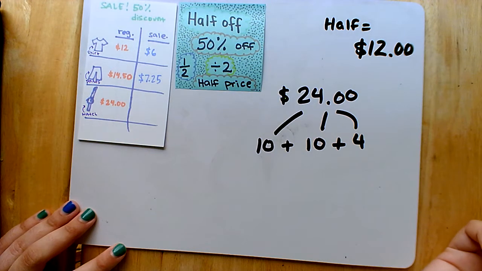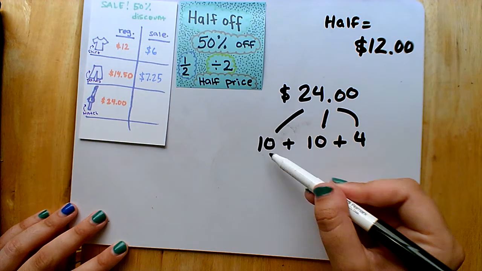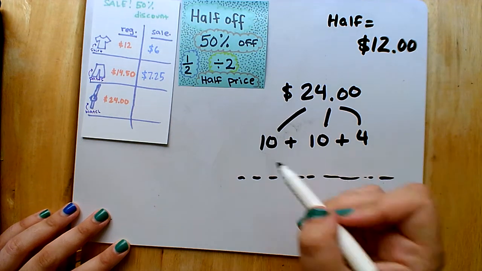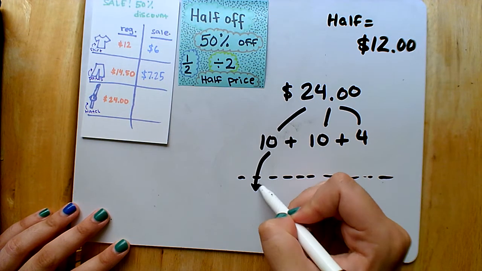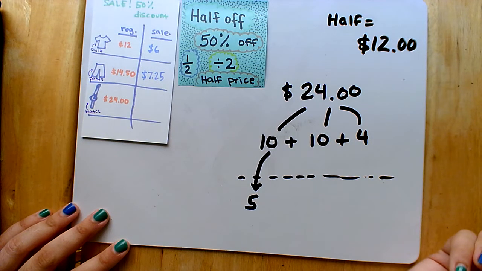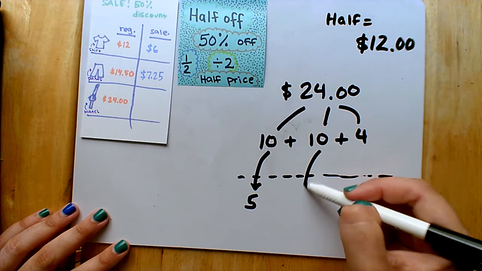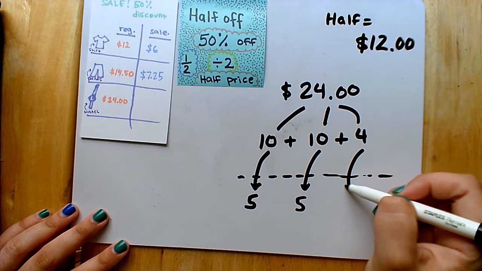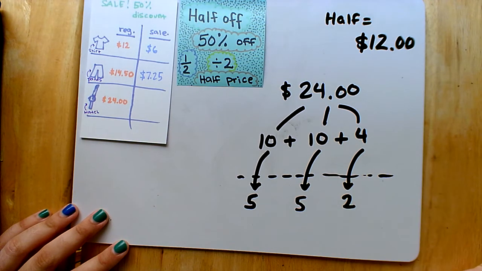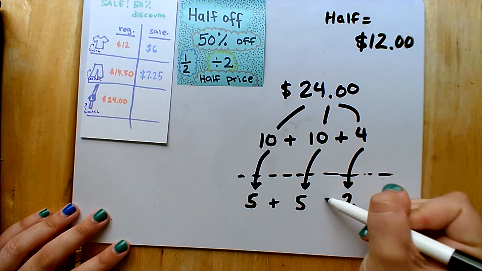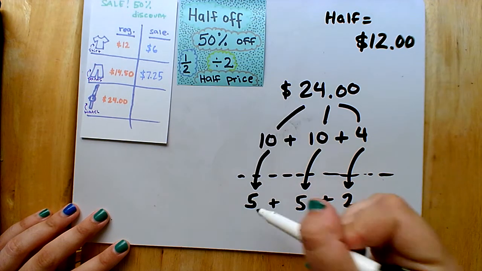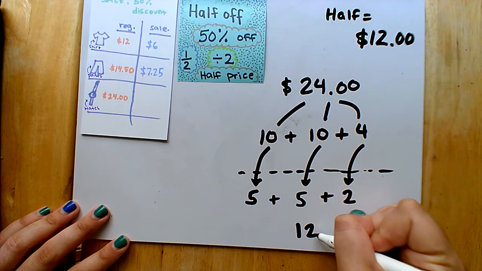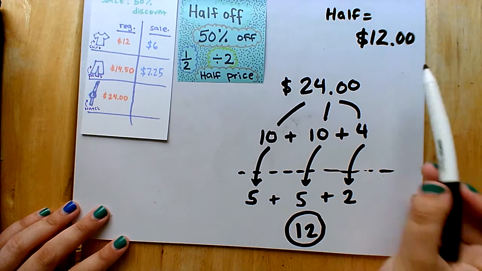I'm going to find half of each of these numbers, and I'm going to make my little zone here where I put half of each. So if I get half of this 10, I get 5. If I get half of this 10, I get 5. If I get half of this 4, I get 2. 5 plus 5 plus 2 is what I have here as the half. 5 plus 5 is 10, and 2 more is 12. This matches what we got up top. So, yay, we're correct.